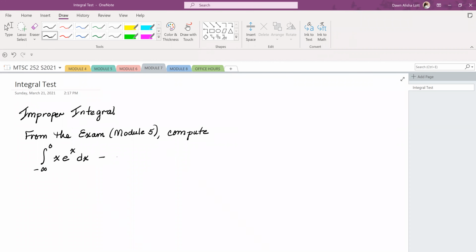So this is the limit as t approaches infinity of the integral from minus t to 0 of x e to the x dx. So now this x e to the x needs to be computed by parts. And so I like to do my by parts with the table. It's so easy, but not when you're writing that character.